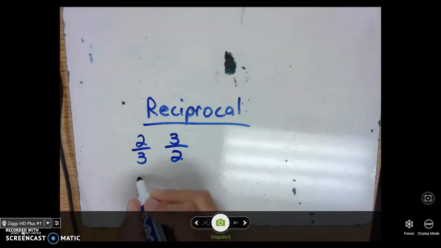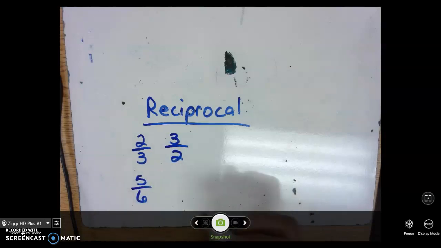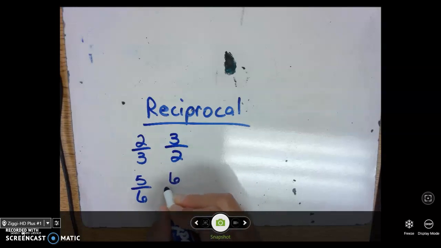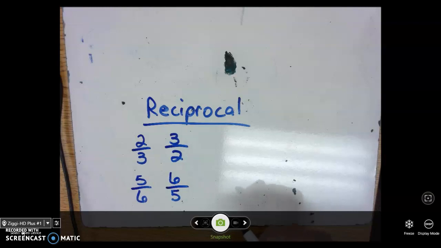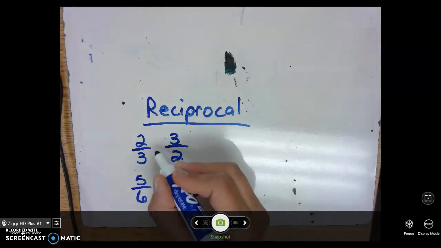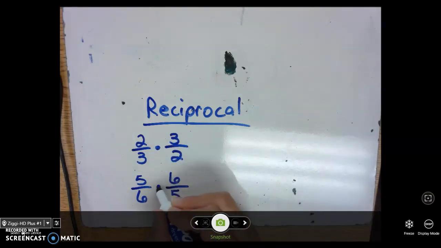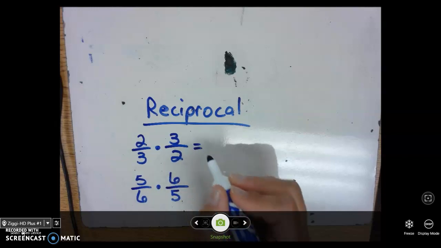If I have 5/6, my denominator becomes my numerator. The numerator becomes the denominator. You get 6/5. Now, the thing about reciprocals, when you multiply them, you will always get a certain number. Does anybody remember what that is?